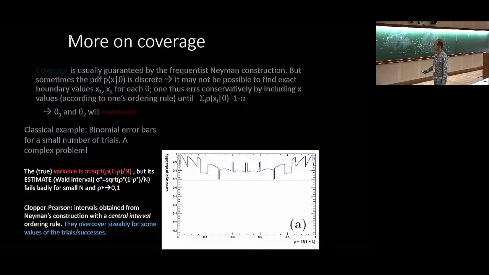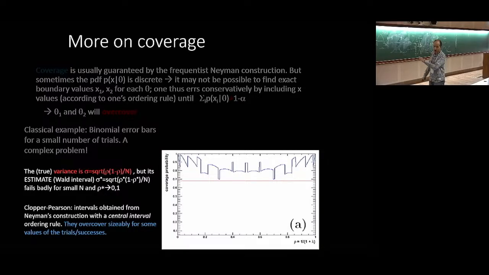Well, they are obtained exactly from the Neyman construction, and they overcover. They are always above 68%. The Wald interval, instead, which is the one of getting the estimate of the binomial ratio with your number of successes over trials, is a bad, undercovering procedure.